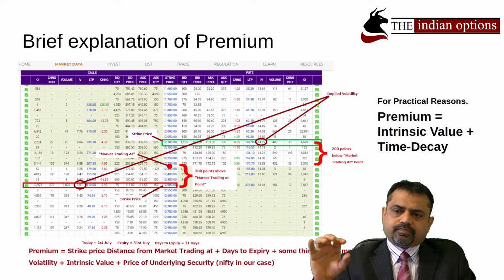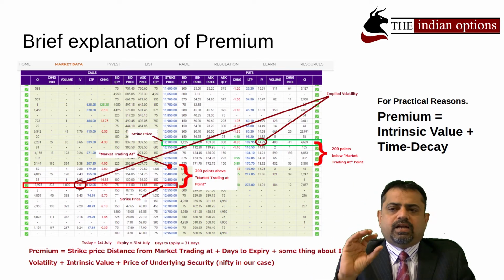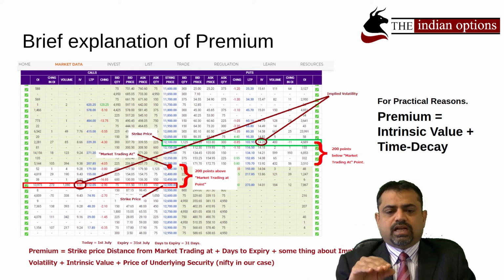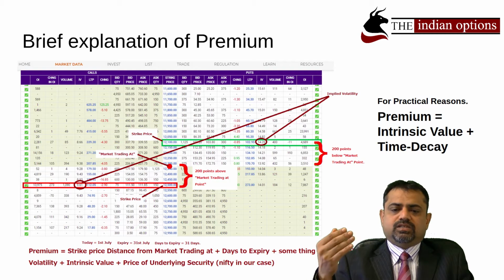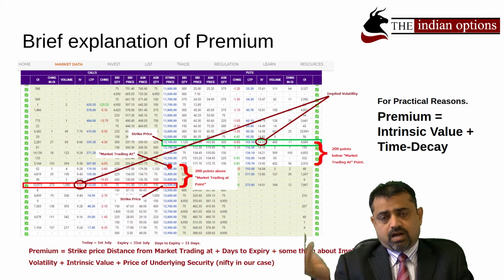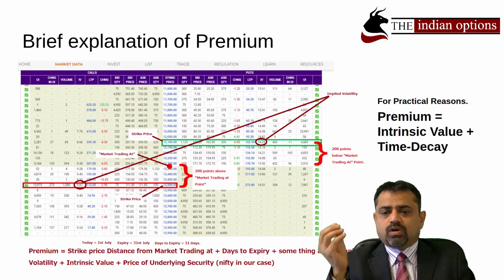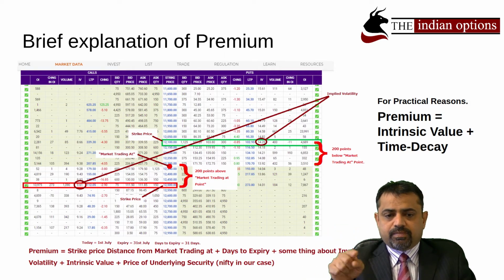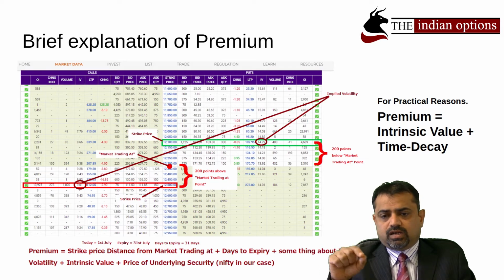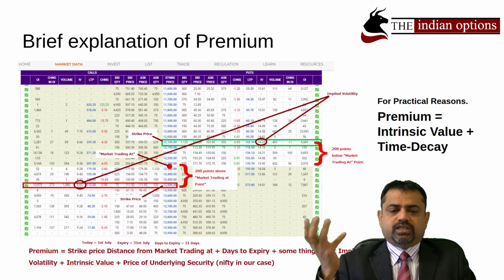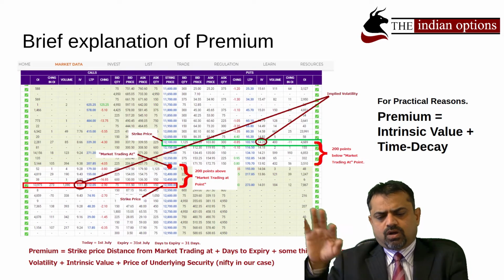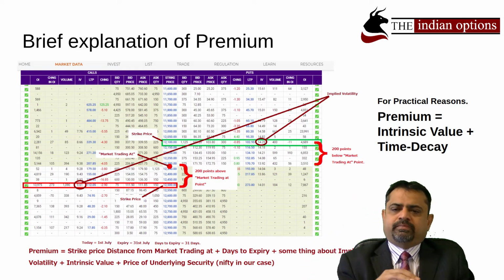Okay, so for practical reasons, you just need to remember that premium is equal to intrinsic value plus time decay. Below we have shown that today is the 1st of July and the expiry is the 31st of July. So days to expiry is 31 days. Okay, now the strike price distance: premium depends on the strike price distance from where the market is trading, plus how many days to expiry, or how much implied volatility there is. You can see the implied volatility, I have put it in an oval circle there, and what the intrinsic value is, what the price of the underlying is. All these things determine the value of the premium.